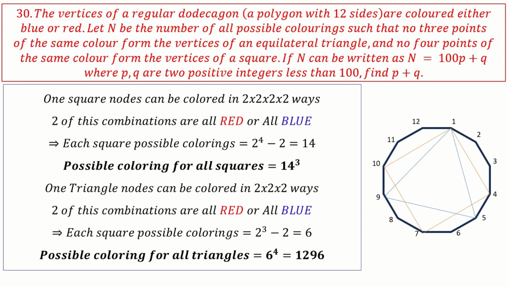So out of these two, definitely 6 to the power of 4 is a smaller number compared to 14 cube. So we'll take all possible colorings of the triangles, then subtract the colorings where it forms a square with all the same color. This is the way we should proceed.